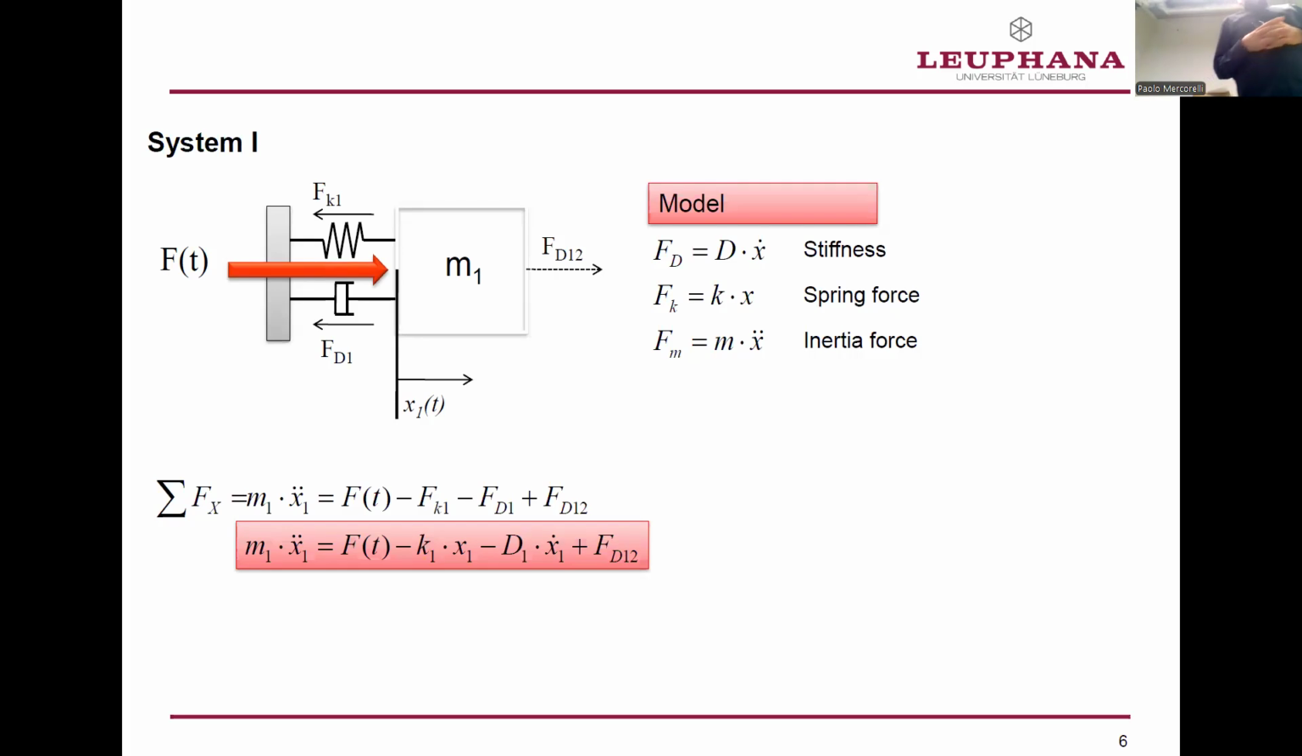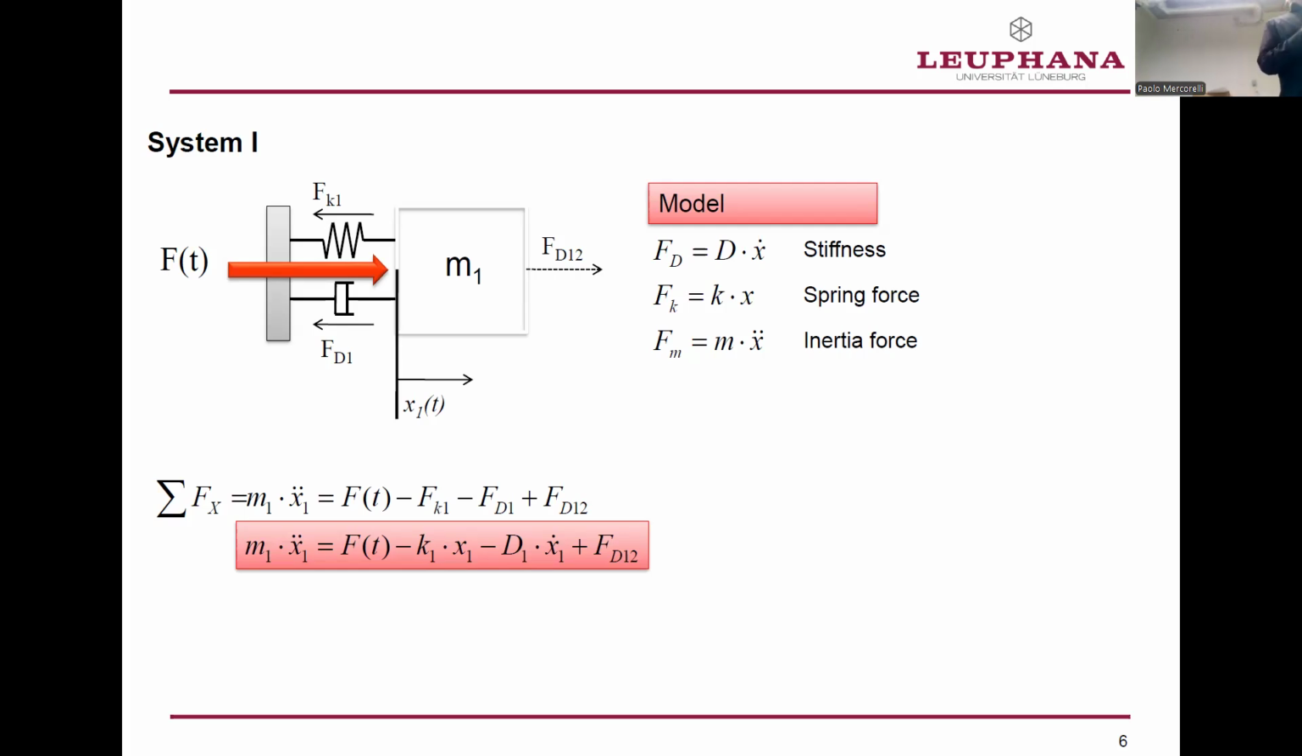Which kind of forces do we have in the system here? We have an input force, F of t, which comes from outside. It could be another pneumatic system, could be an electrical actuator with the mover, exactly what I told you last time, which pushes or pulls the mass m1.